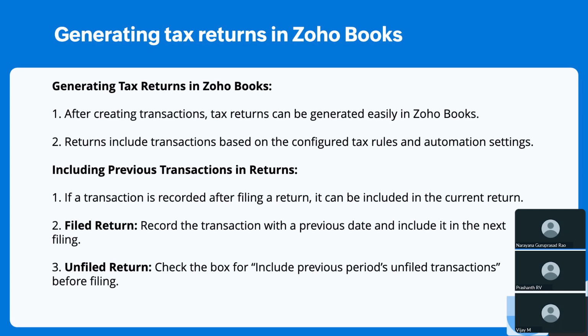Okay, till now we saw how we can configure the tax returns and how the tax configuration comes into play with the tax automation while creating the invoices. Now we will see how you can generate the tax returns after you create the transactions.